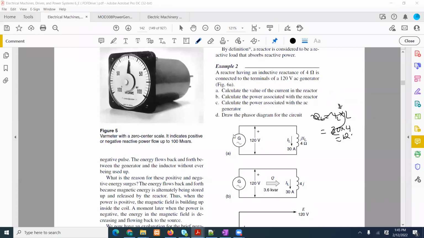Alright guys, let's continue our discussion on three-phase systems, and in this video we will look at this extremely simple problem. But what we want to establish is that the inductor absorbs reactive power and the capacitor is the one which produces reactive power. So the inductor is absorbing the reactive power and the capacitor is producing it. In this circuit, what we have is a 120 volt generator.